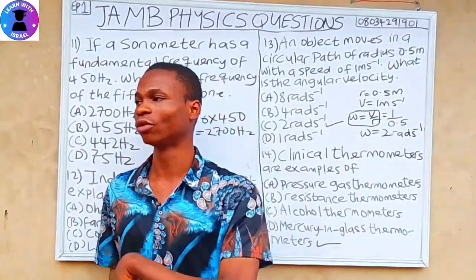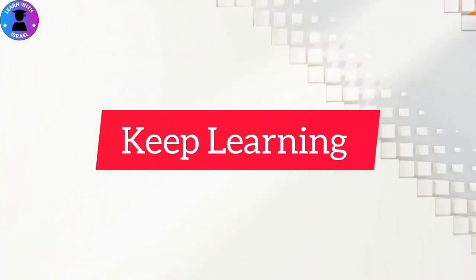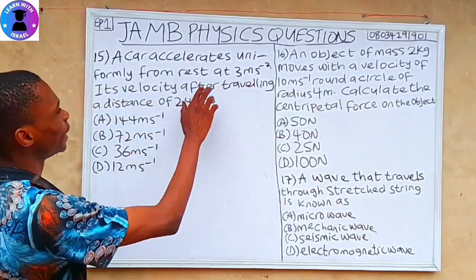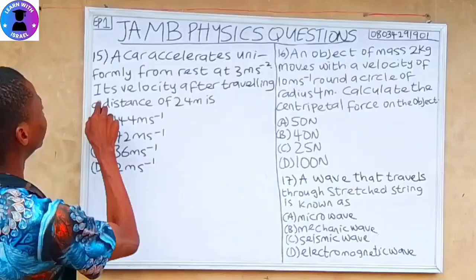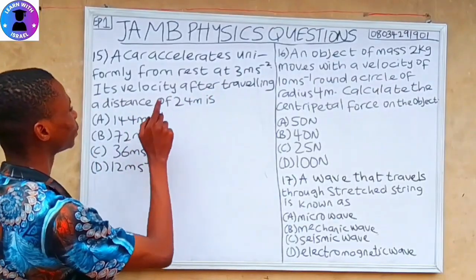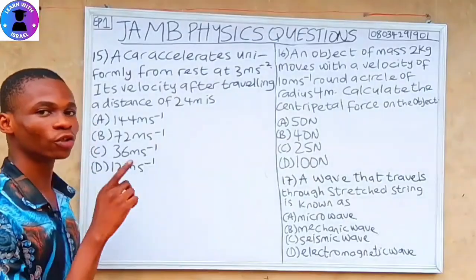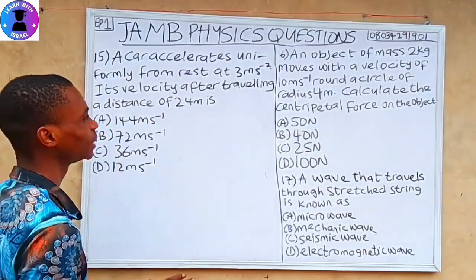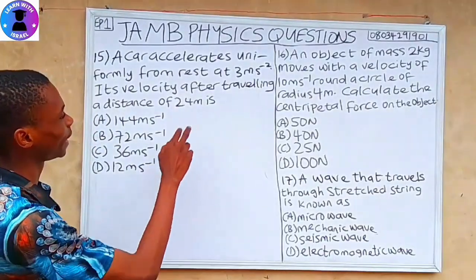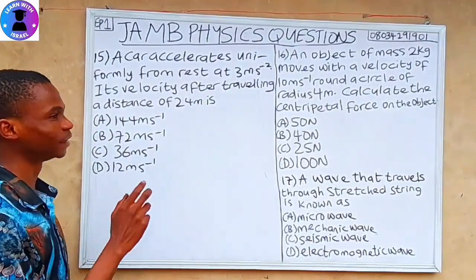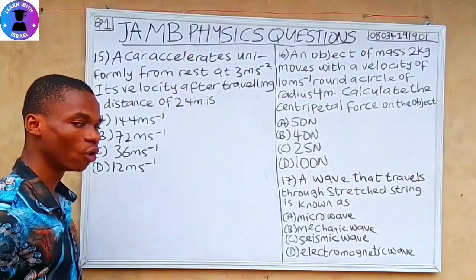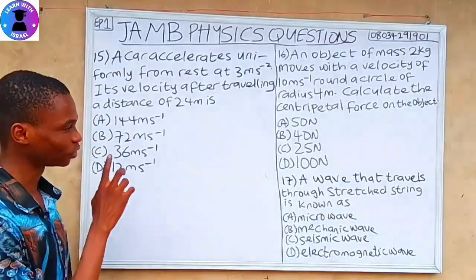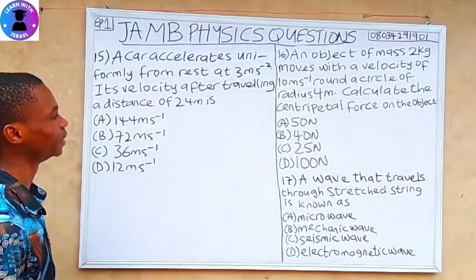So let's move to the next one. Question 15. A car accelerates uniformly from rest at 3 meters per second squared. Its velocity after traveling a distance of 24 meters is? This is a question under motion. I discussed that we have three formulas for motion, in question 1 where I discussed the three formulas. If you are attentive, you should be able to solve this question yourself. As I am solving mine, you're solving yours right there.